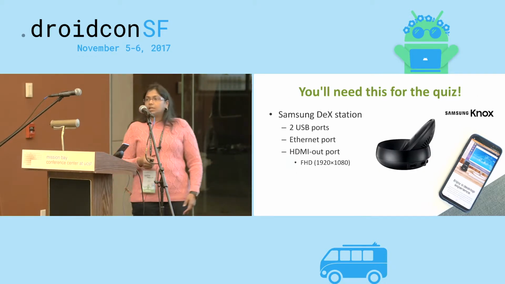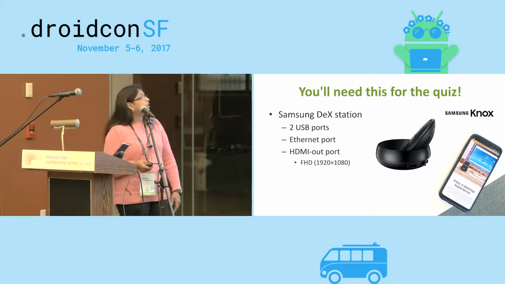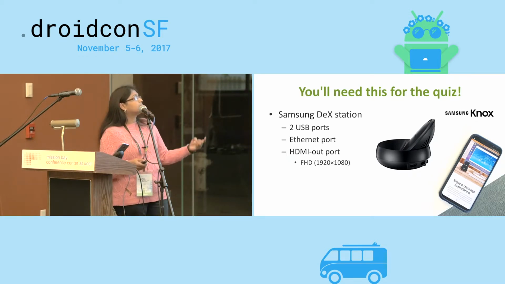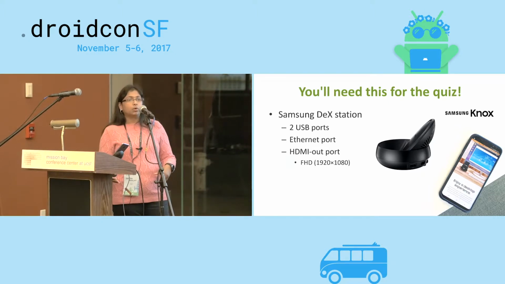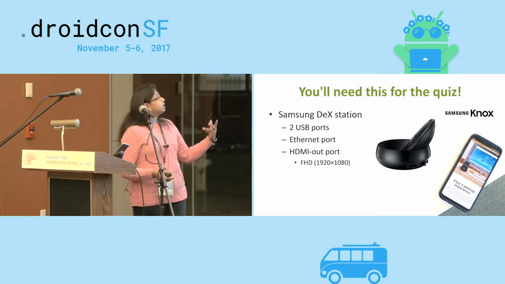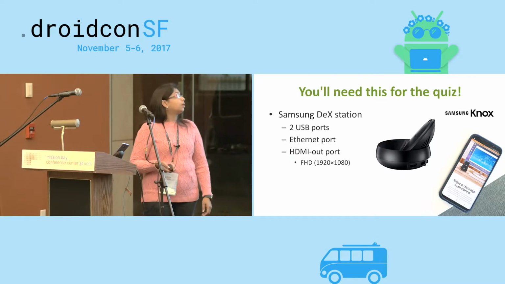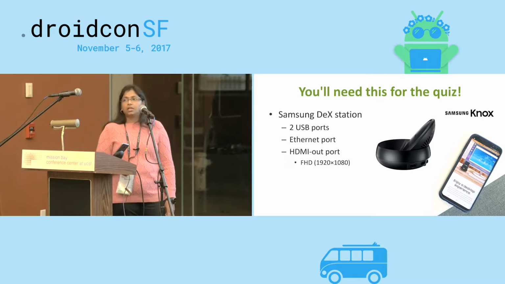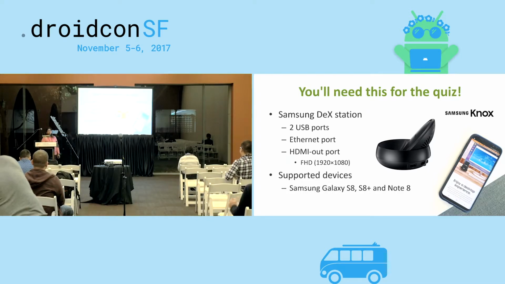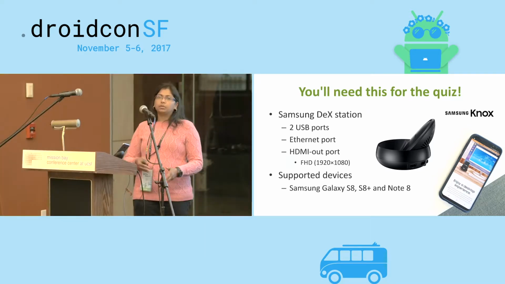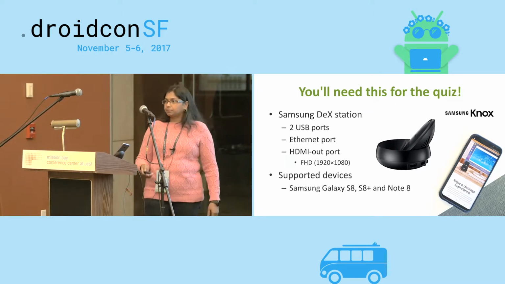So yeah, this is the docking station. And the Samsung DeX also supports Samsung Knox. All the security features that come along with it are supported in DeX mode as well. The DeX station has two USB ports, one Ethernet port and one HDMI out port. The phones that are supported for the Samsung DeX station are Galaxy S8, S8 Plus and Note 8, and we plan to support the upcoming flagship devices as well.